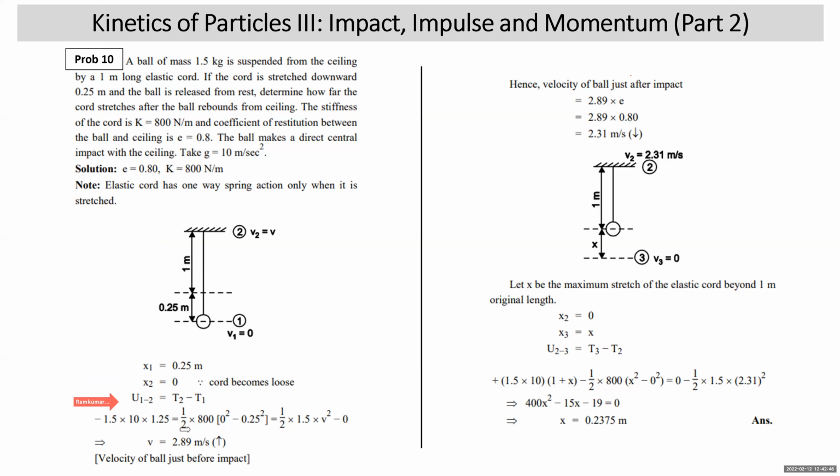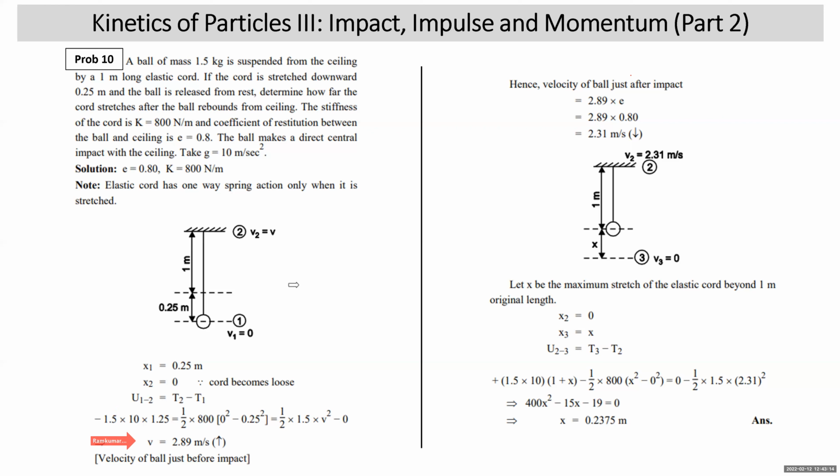Minus half K, x2 squared minus x1 squared. K is 800, x2 is 0, x1 is 0.25, equal to half into m into v squared minus 0. See, initially T1 is 0 since it starts from rest. In position 2, the velocity is v. So this way, students, we get v equal to 2.89. What is v? The velocity of the ball in position 2 just before impact.